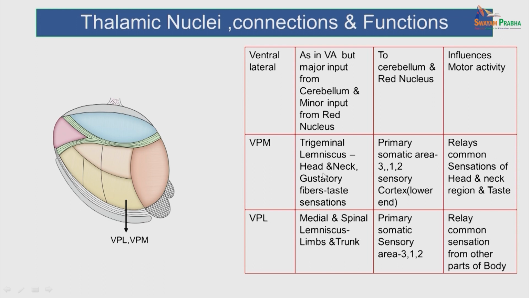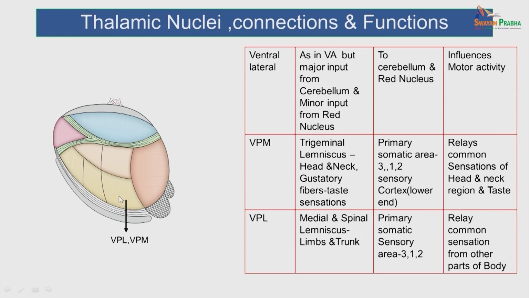The gustatory fibers, that is the taste sensation, are also relayed in this trigeminal lemniscus in the VPM nucleus. From there, it goes to the lowermost part of the primary somatic area 3, 1, 2, and carries the sensation of taste.